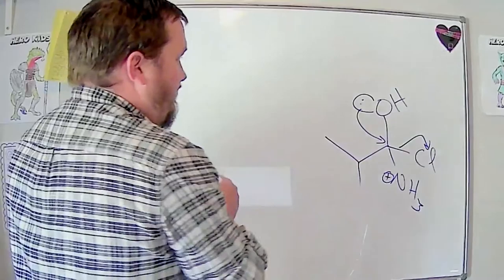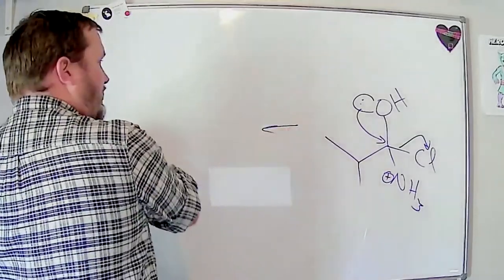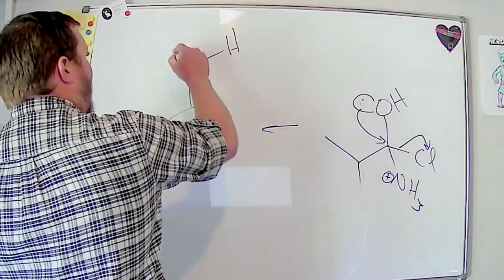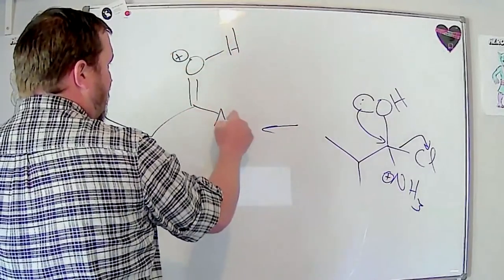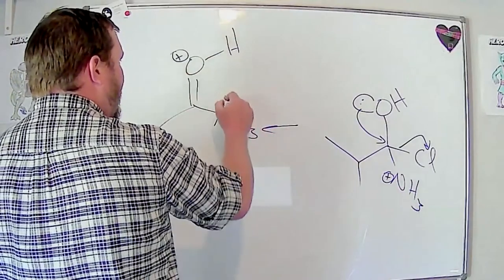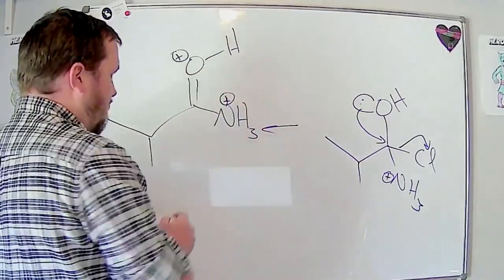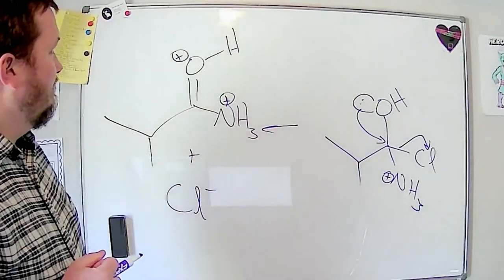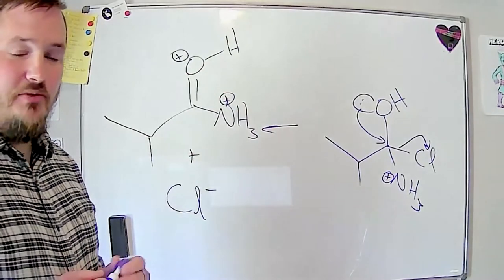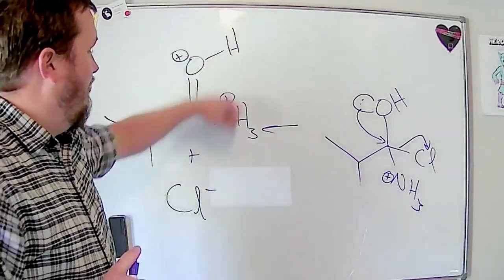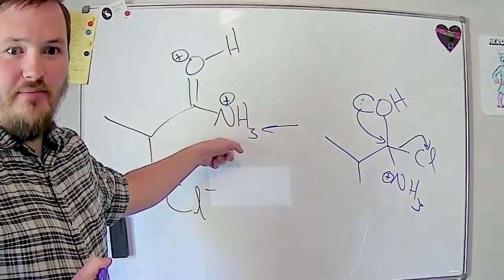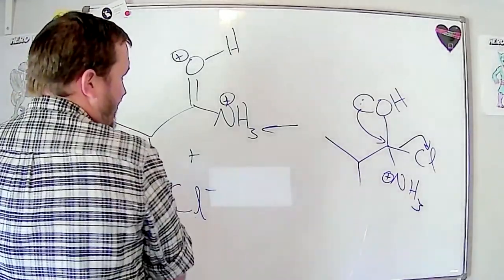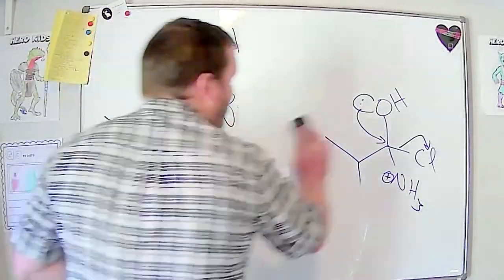All right, so then after we do that, if we reform our pi bond, we still have a protonated carbonyl and a protonated nitrogen. So we're still not totally done because we need to get rid of the extra protons on the oxygen and on the nitrogen to get back to the neutral state. But that can be drawn more or less as one step.